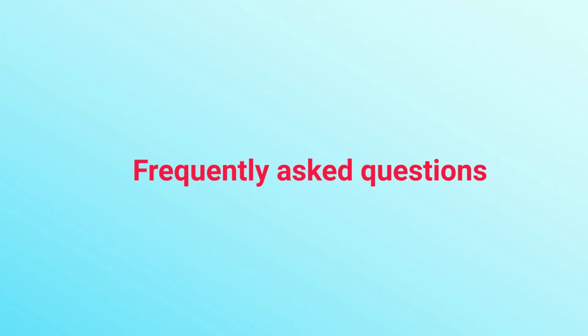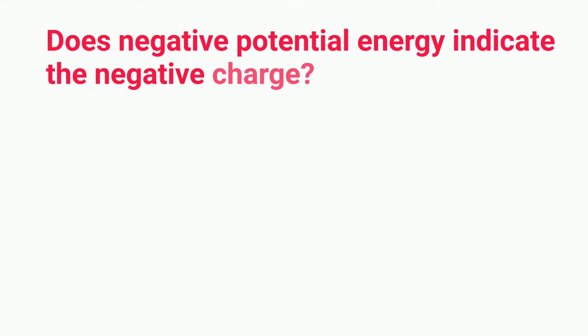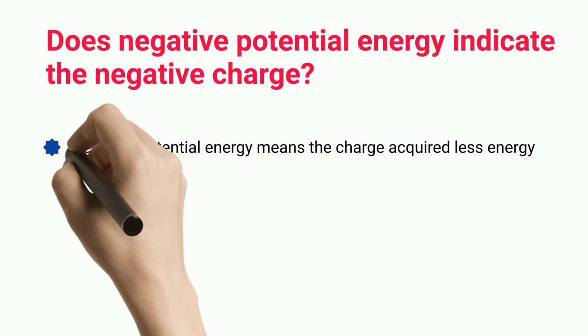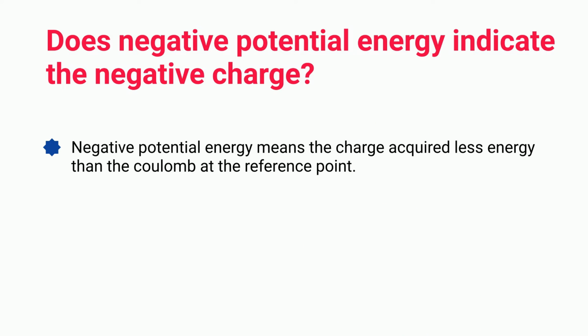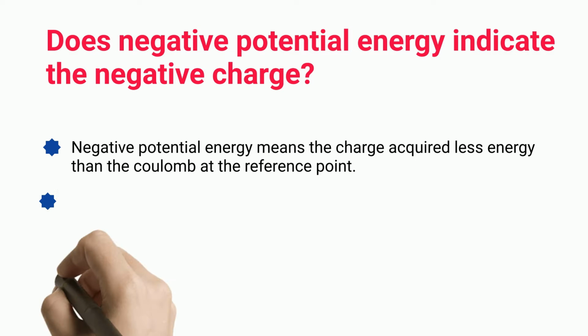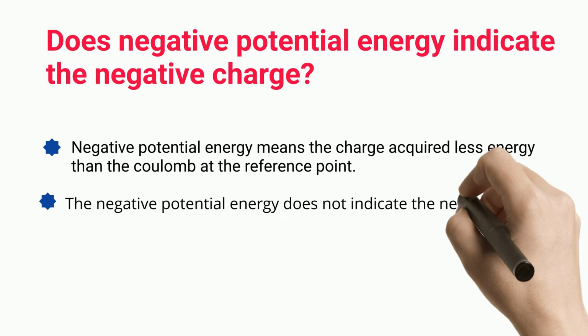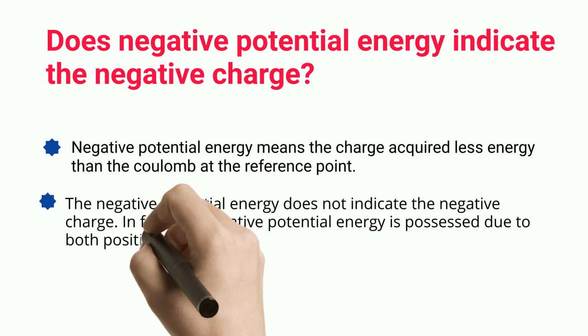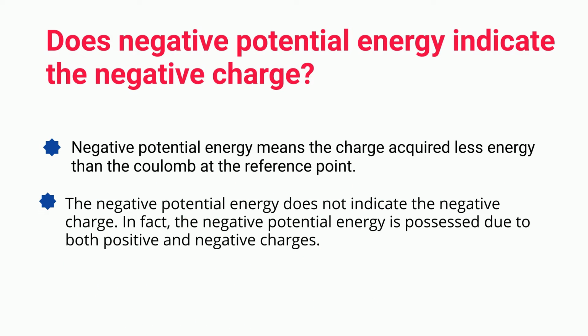Frequently asked questions. Does negative potential energy indicate the negative charge? Negative potential energy means the charge acquired less energy than the Coulomb at the reference point. The negative potential energy does not indicate the negative charge. In fact, the negative potential energy is possessed due to both positive and negative charges.